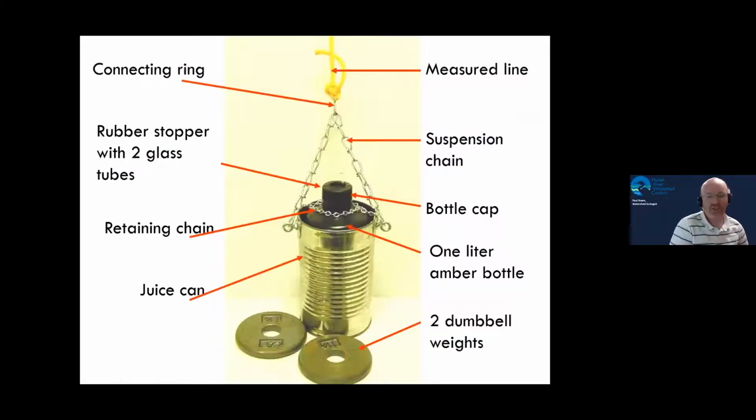Okay, then you will also get a sampling device called the Integrated Depth Sampler. And it looks like this. This is of homemade construction. Jean and her husband Jim make these for the whole group. This device is a large amber bottle in a juice can.